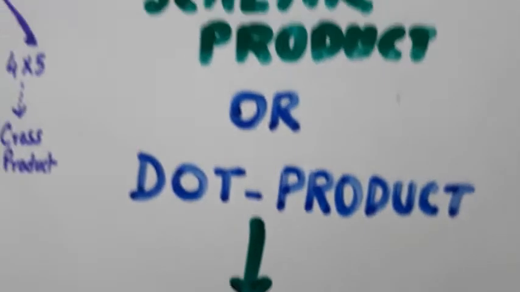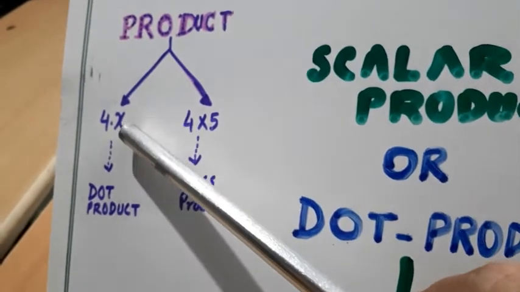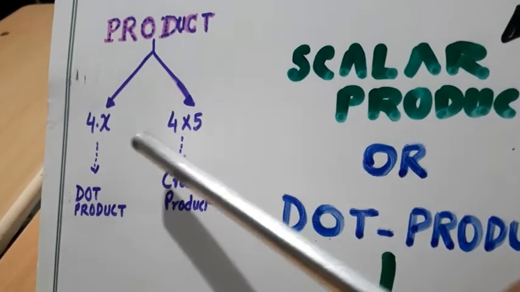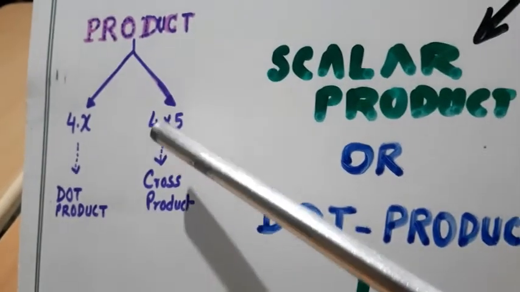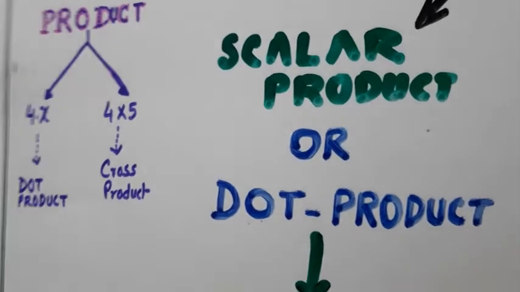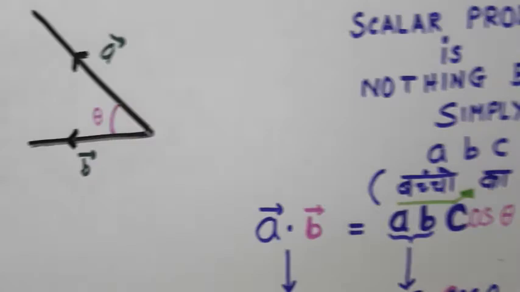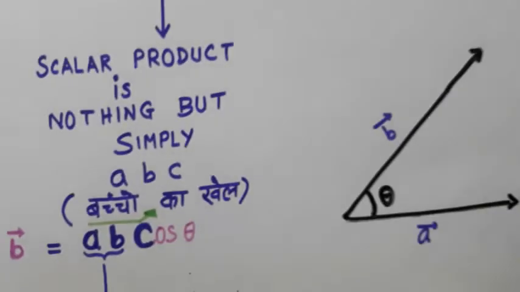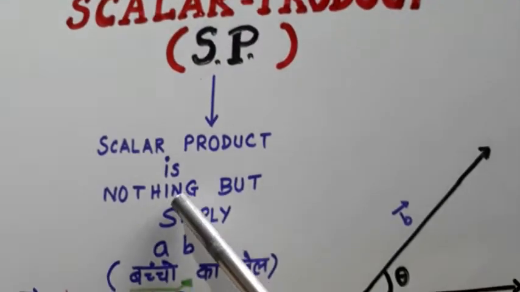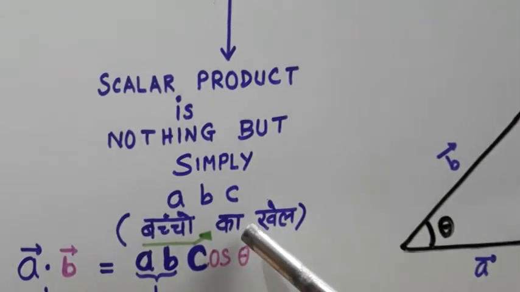Now, as I told you, that product can be written like A dot B or A cross B. So this is the dot product and this is the cross product. Now let us go to the scalar product today. Here are the notes. Now scalar product is nothing but simply ABC.